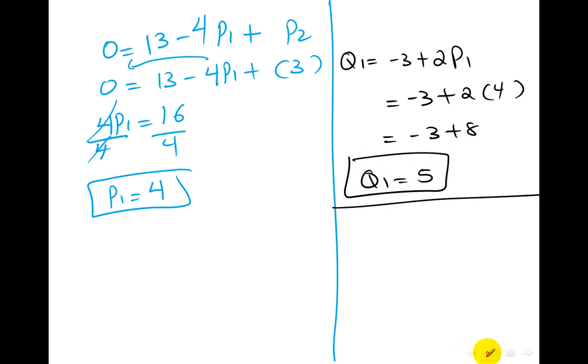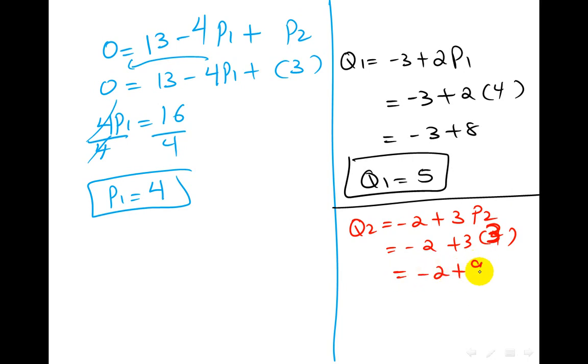I'm going to work here on q2. Again, take any equation and substitute in it. q2 equal minus 2 plus 3p2. And you already know that the value of p2 is, from the previous slide, no, I mean it's 3, sorry. So here it will be minus 2 plus 9, which is 7. So the value for q2 equal 7.